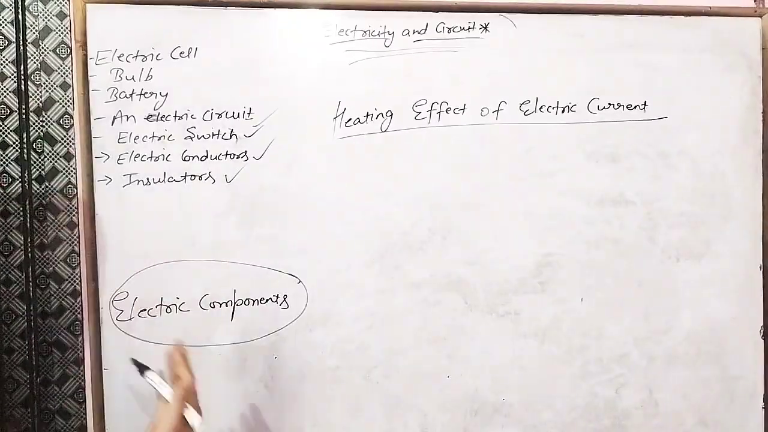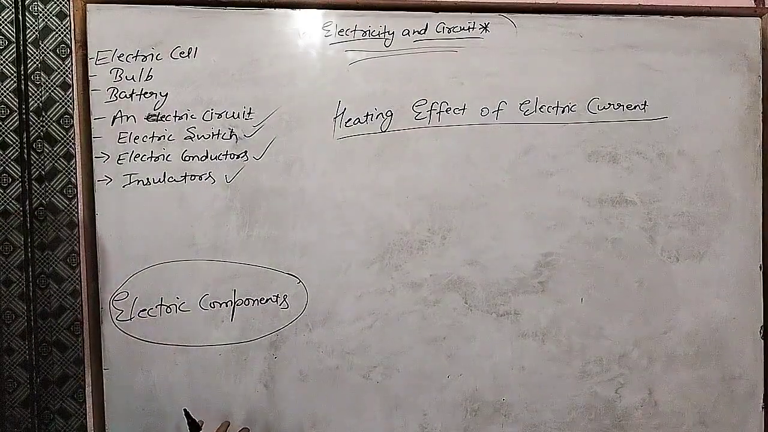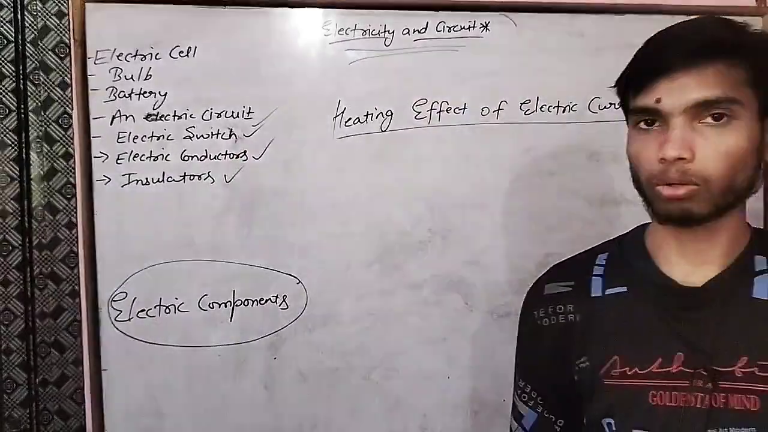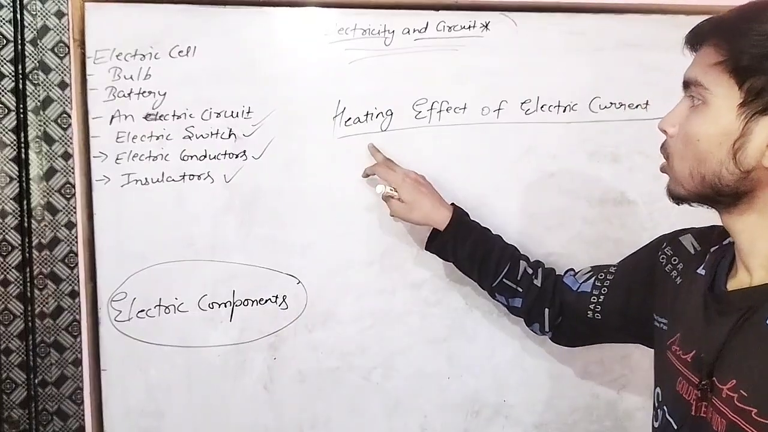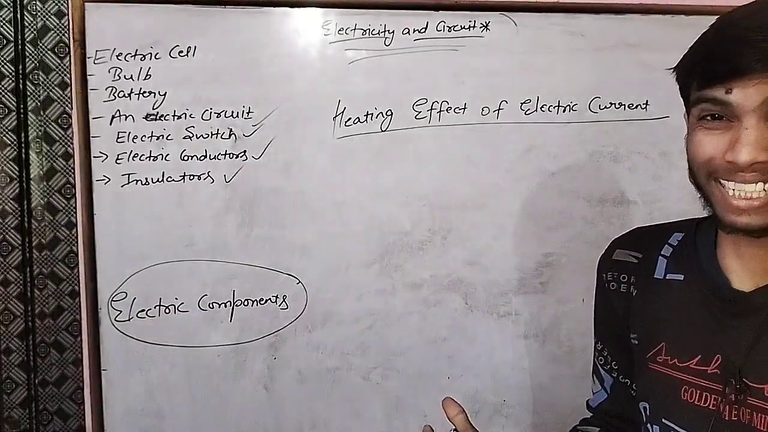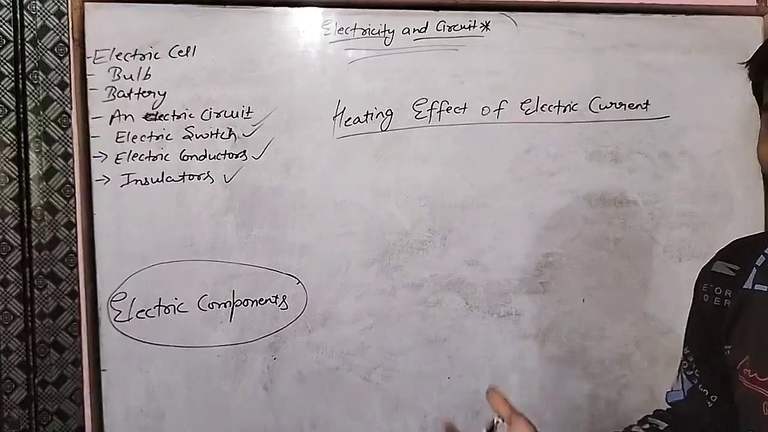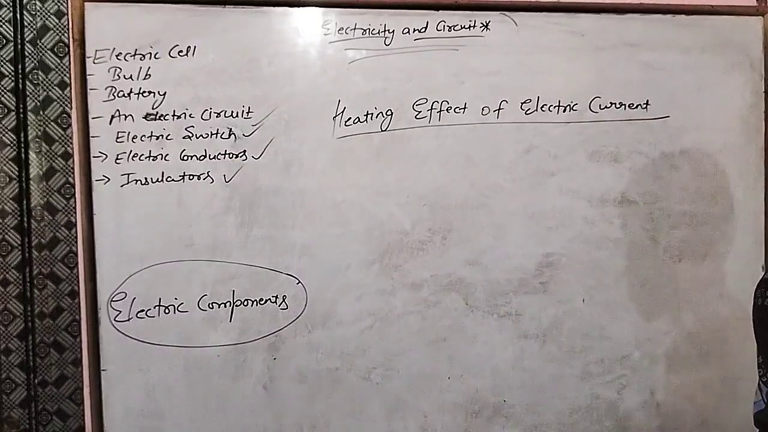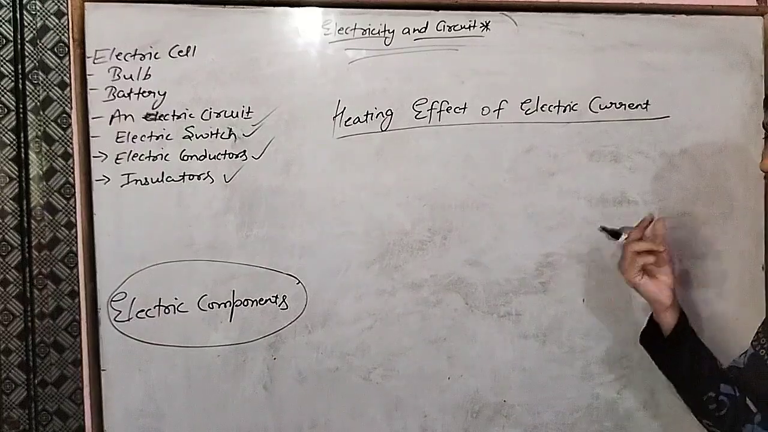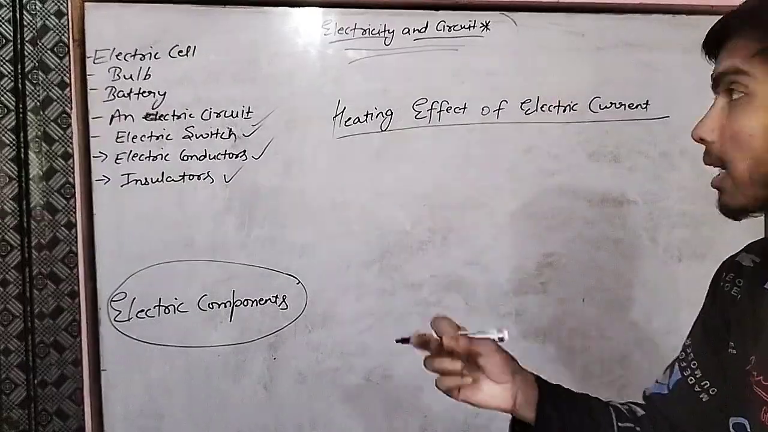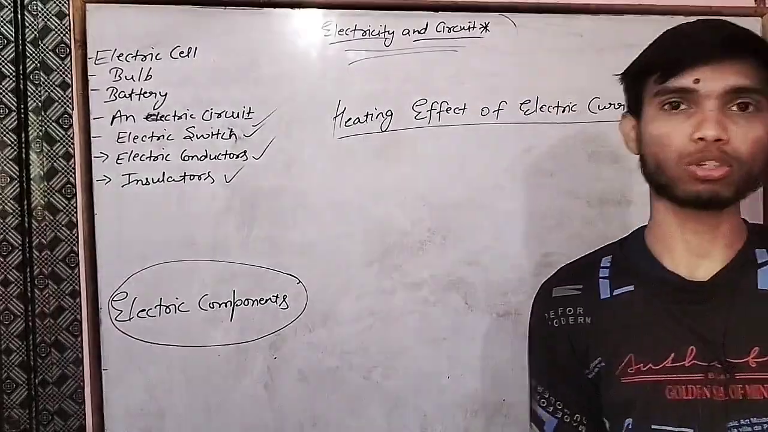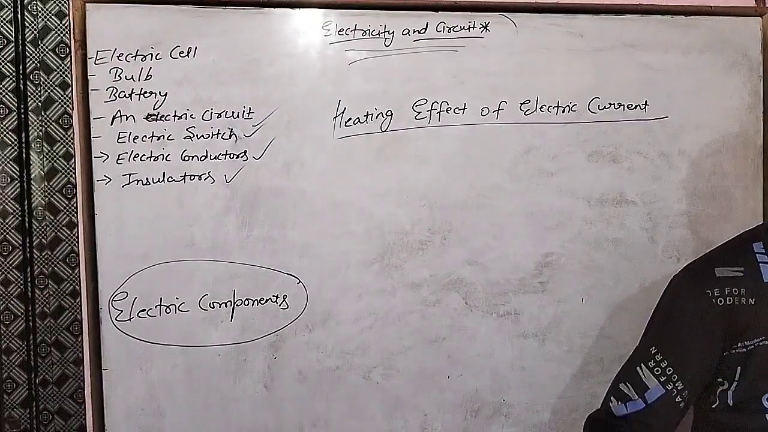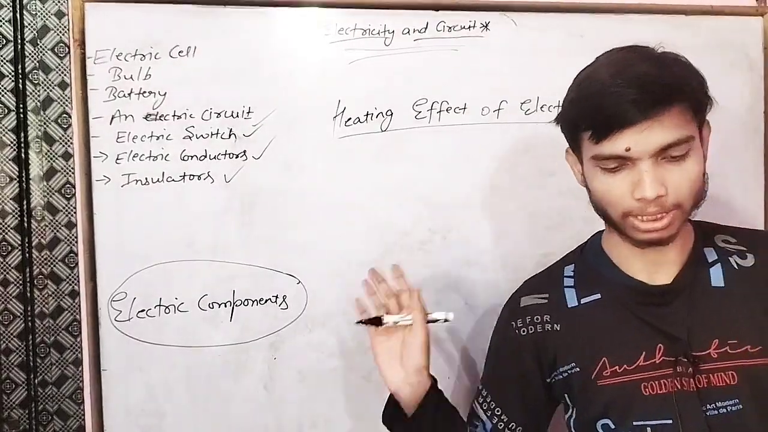Electric components. We already know electric components by making an electric circuit. Just to revise, I will tell you again. So now, heating effect. Heating means heat, which is a form of energy. So this will be measured by temperature. So when can we see the heating effect of electric current? When will it be possible to see the heating effect? I am giving you a little time to understand it, to explain it.